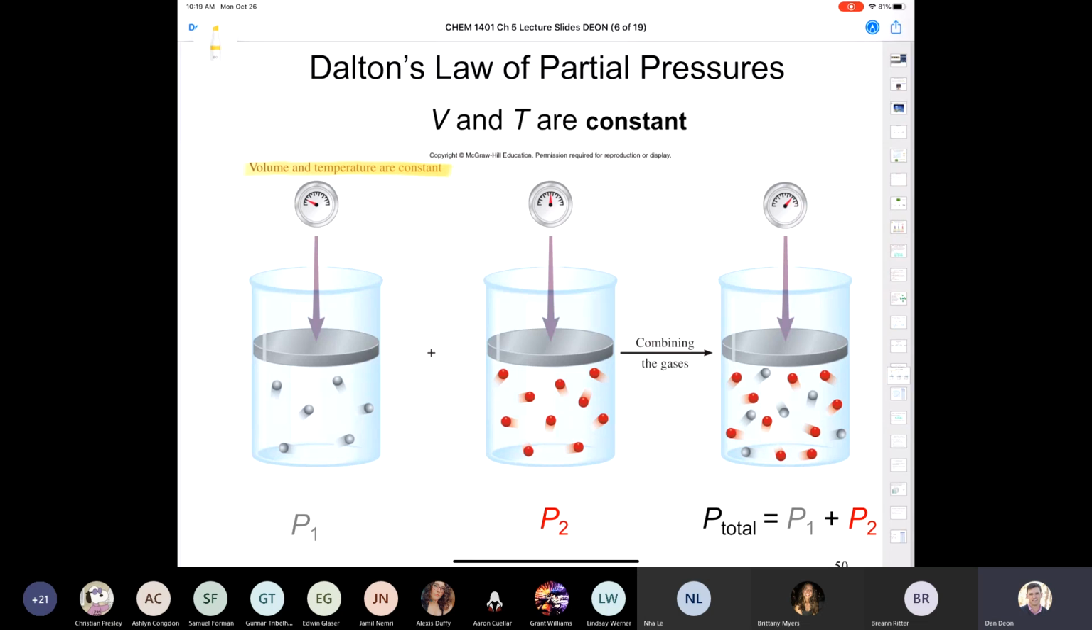So a picture's worth 1,000 words, right? If you had a gas that has some kind of pressure, and you have a second gas that has another pressure, you can see the second gas has more pressure.